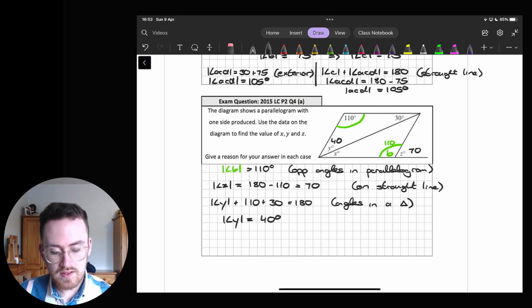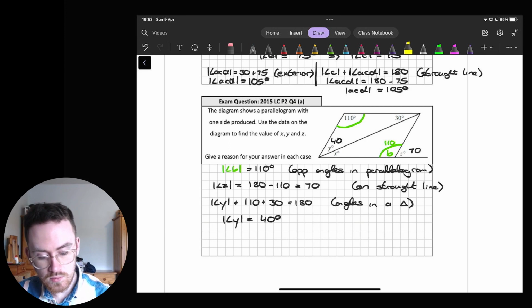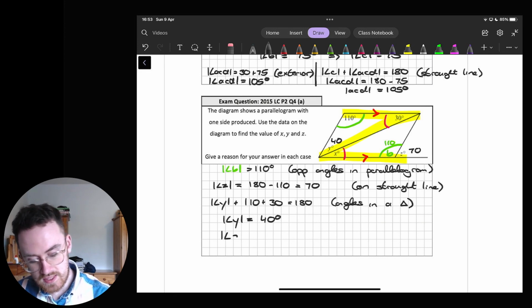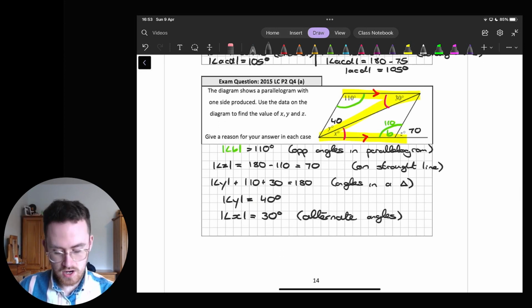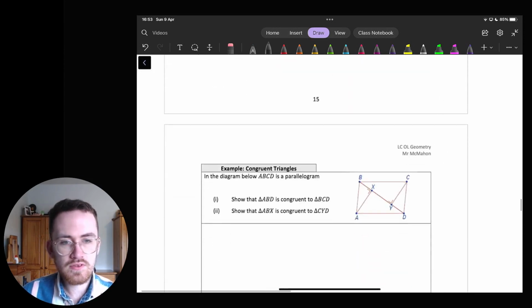Then again, we have our parallelogram. With a parallelogram, we know that this side is parallel to this side, so I can use my alternate angles. Using alternate angles, I find that this 30 degrees is the same as angle x here. So angle x is 30 degrees because they are alternate angles. Okay, so we found the value of each of them, and we've given our reason in each case, as we were asked. I'm going to skip over the congruent triangles for a second.